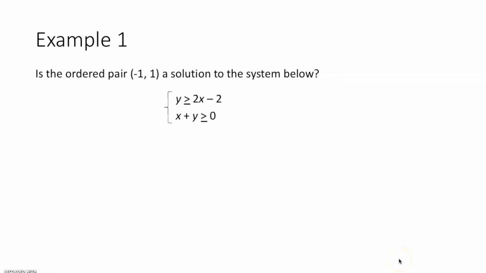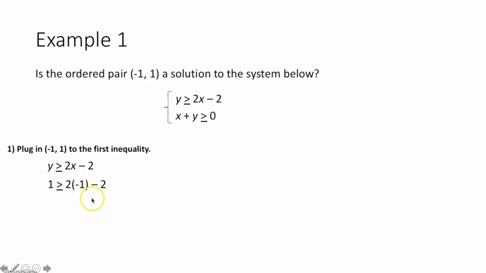Now to start with example 1, it says, is the ordered pair -1, 1 a solution to the system below? So here we have a system of inequalities, that's just two or more inequalities, and we have to figure out, is this ordered pair a solution to this system of inequalities? Well, the first thing you're going to do is take our point, -1, 1, and plug it into the first inequality. So I'm going to take -1, plug it in for x, 1, plug it in for y. Now I simplify each side.